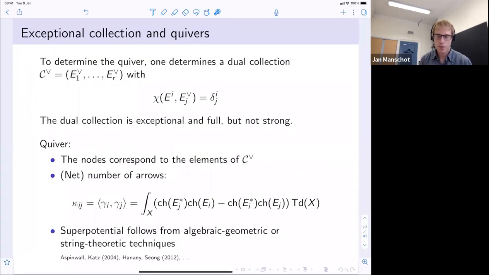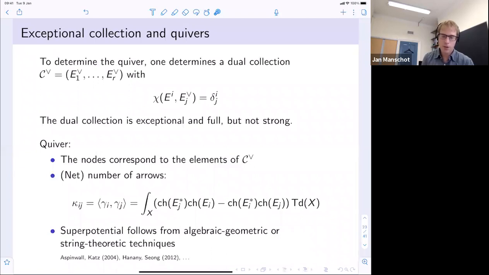To determine the quiver, from the full strong exceptional collection we need to go to a dual collection, which I distinguish from the original collection by this check mark. And then we require that the Euler numbers of the sheaves E_i from the original collection and the ones from the dual collection are just equal to delta_ij.